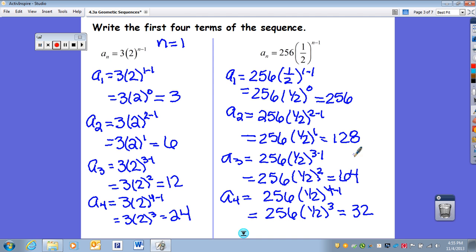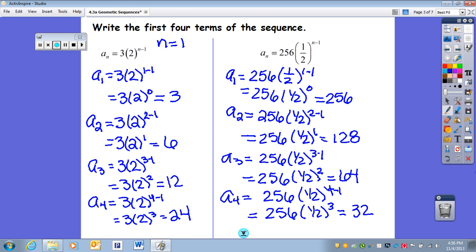Now notice we worked all of these out, but there has to be a way to come up with a pattern for this. So for my first four terms, I have 3, 6, 12, 24. It looks like I'm multiplying by 2 each time. Where would I see that in the formula? Looking at my second sequence, I have 256, 128, 64, 32. Looks like I'm dividing by 2 each time. In this case, where would that dividing by 2, or in other words, multiplying by 1/2, be located?